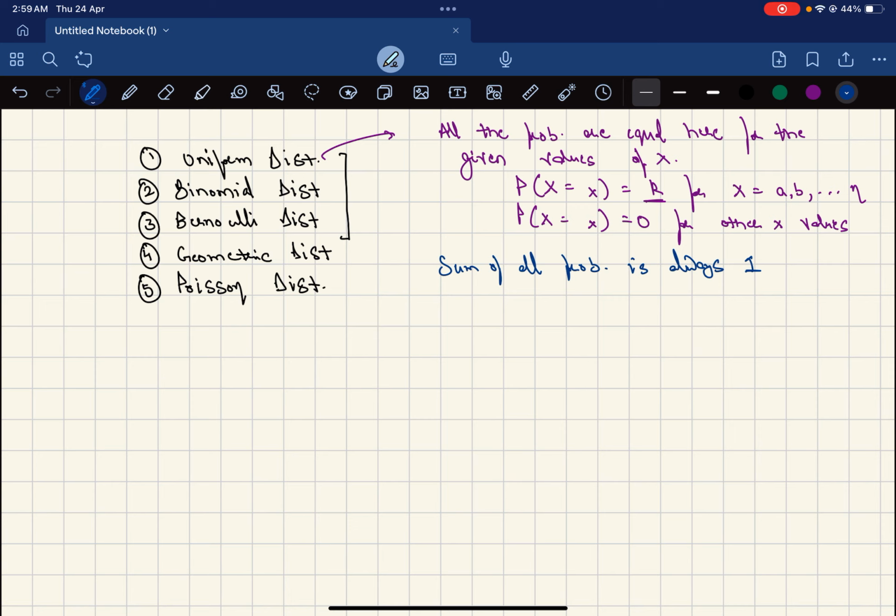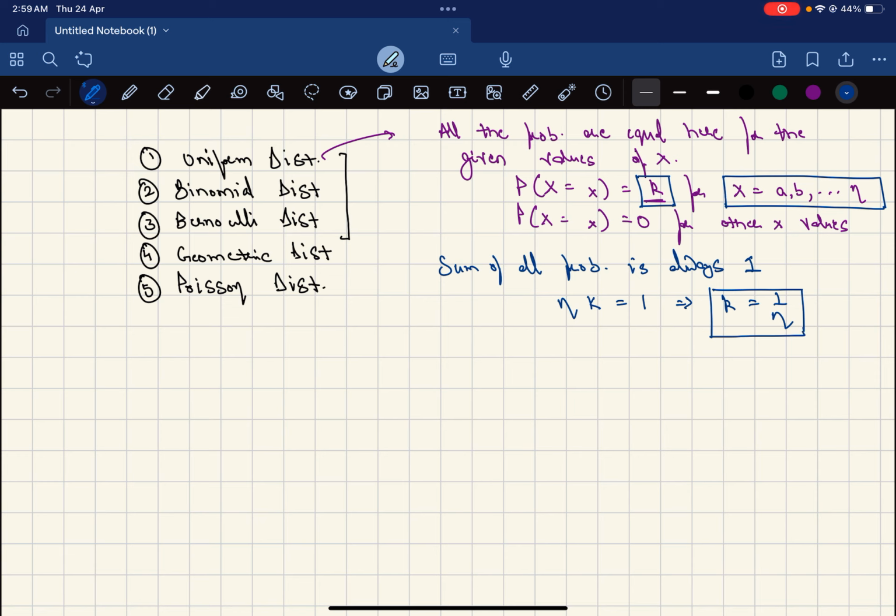Therefore, if for each of the n values here we have the same probability k, the sum of n times k should be equal to 1. So basically we are just summing up k n times to get total probability as 1, and therefore k should be equal to 1 by n.